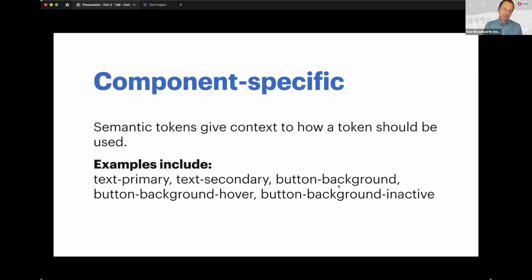And then component specific. So these are semantic token. Oops, that text is wrong there. Ignore that. These are, of course, variables that are specific to an element. So, for example, if you have a button and button text, you might have button text color as one of those. You might have button background, button background hover, things like that, that are used specifically in that one instance.